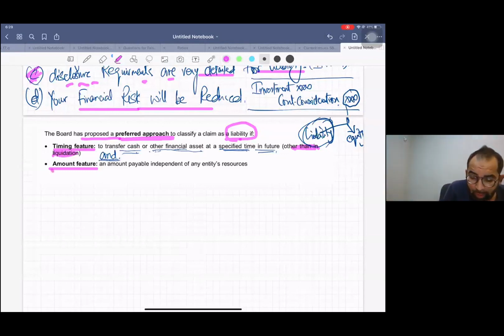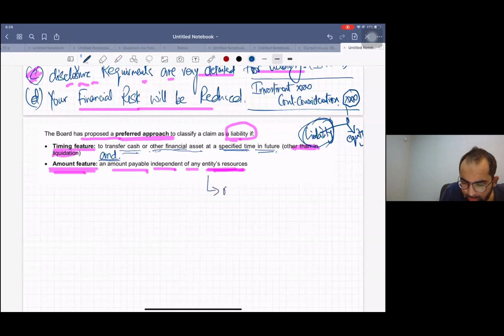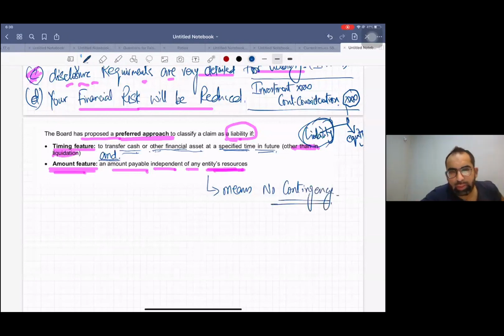And the second feature is the amount feature: an amount payable is independent of any entity's resources. What does it mean? If I am saying that if I get profit, I will pay you, otherwise I won't pay you, if I'll be profitable then I'll pay you, otherwise I won't, then in future this is not going to be a liability.